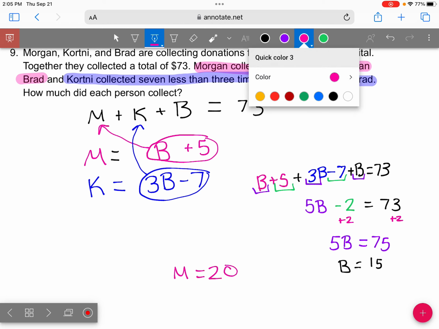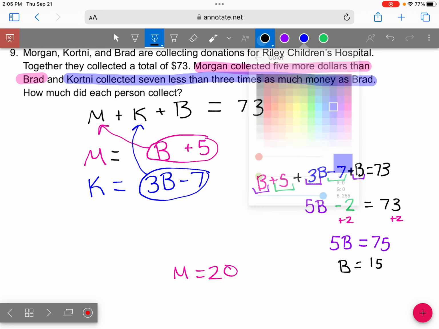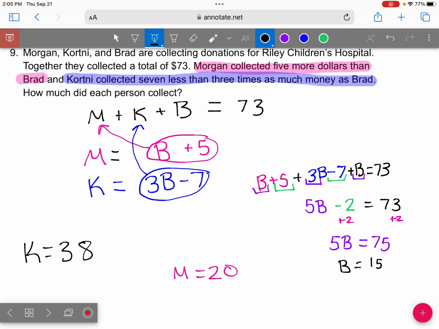We can use our calculators to figure out how much Courtney collected. Because it's 3 times 15. Oh, yeah, 45. Sorry, my brain like stopped there for a second. You're right. My brain just like stopped at 30 for some reason.